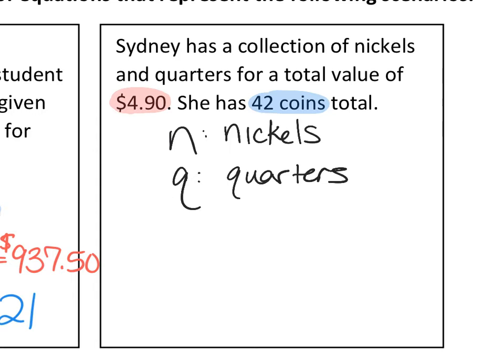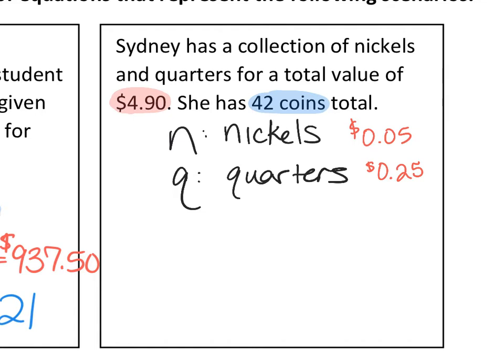What is a nickel? A nickel is 5 cents. How do I write 5 cents as a dollar? 0.5? No. 0.05. There it is, 0.05. That's a nickel. 0.5 is 50 cents. 0.05 is a nickel. And 0.25 is a quarter. Okay? So knowing what nickels and quarters are is important in this question.